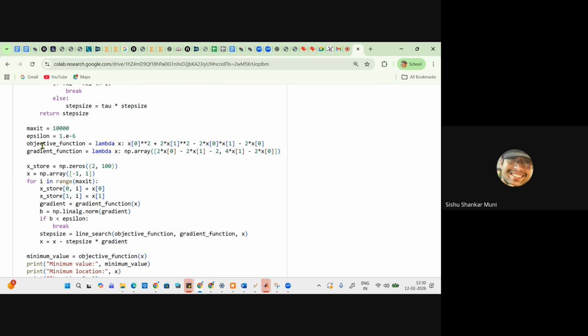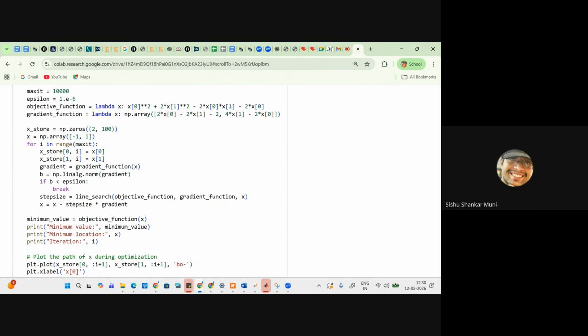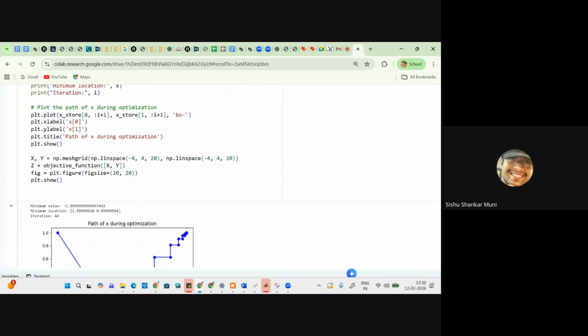See, objective function you already did, lambda function, gradient descent already computed. Then you store the gradient and the norm of the gradient, and the stopping criterion is that the norm of the gradient is less than or equal to some epsilon, some 10 to the minus 6. That you are checking here. Now let us check and plot these things.